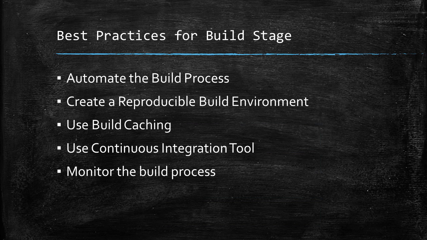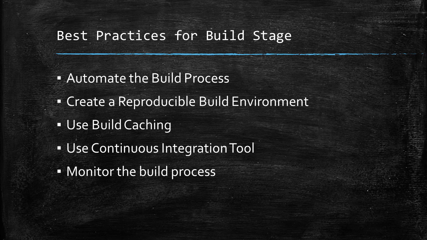The build stage of the DevOps lifecycle involves the creation of the software artifacts that are necessary for the subsequent stages of the process. Here are some best practices for the build stage of the DevOps lifecycle. Automate the build process. Automating the build process reduces the possibility of errors and improves the speed of delivery. Use tools such as Jenkins, Bamboo, or Travis CI to automate your builds.